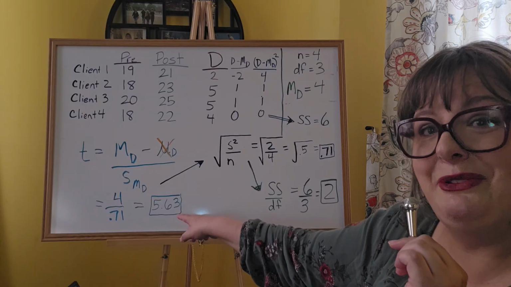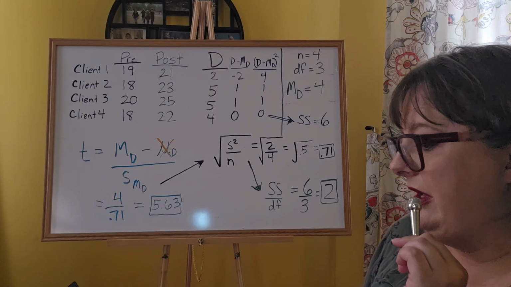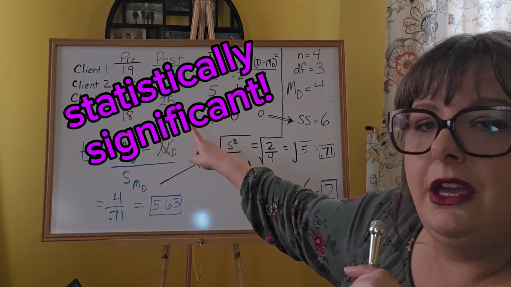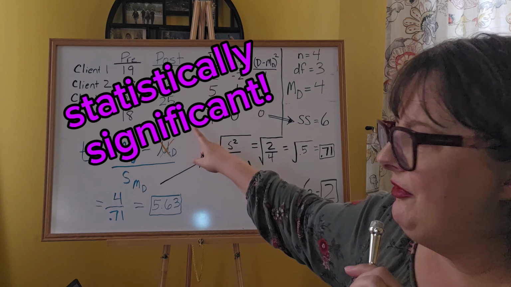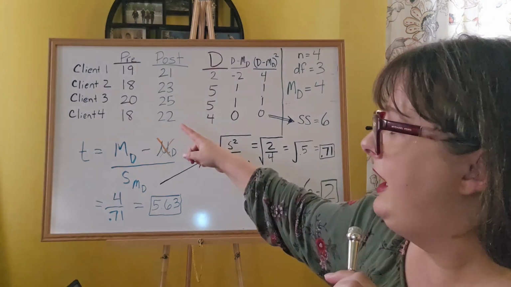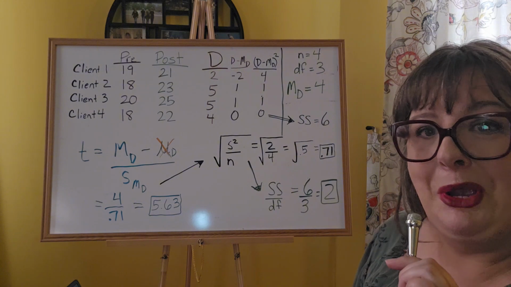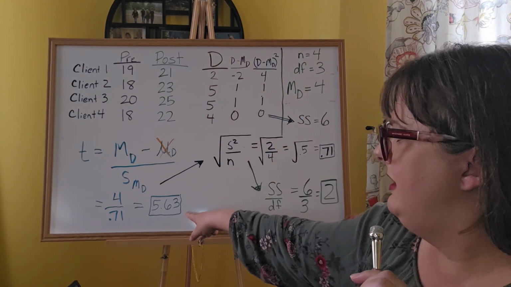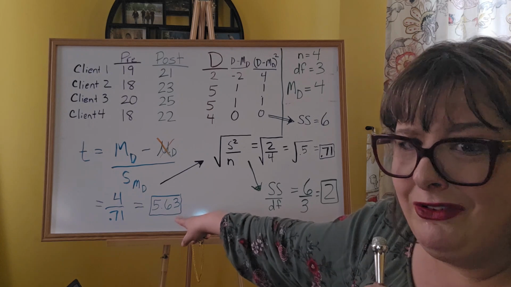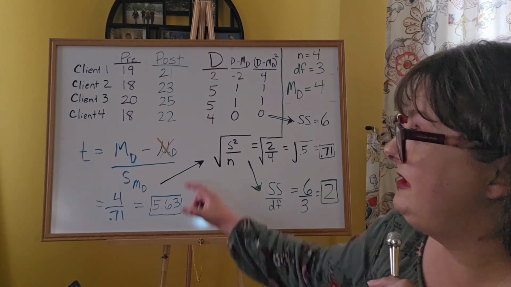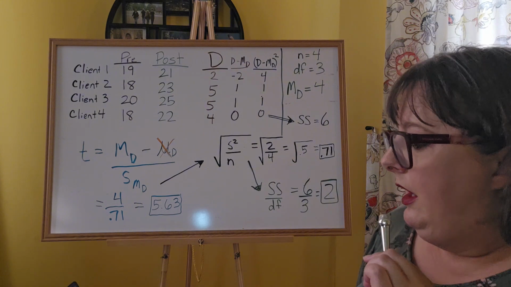Did we do it? Is 5.63 higher than 2.353? Yes, it is. Yay! We have a statistically significant improvement. By the way, these are made up data. This ACT prep program does not exist. I just made it up. All right. But if it were real, we could be like, hey, look at that. They could get excited and say, we have evidence for a statistically significant increase in ACT scores with this teeny tiny sample here.